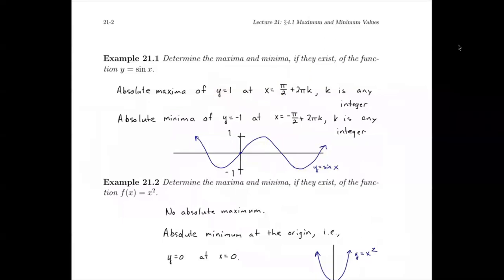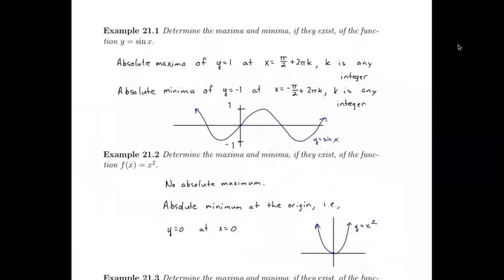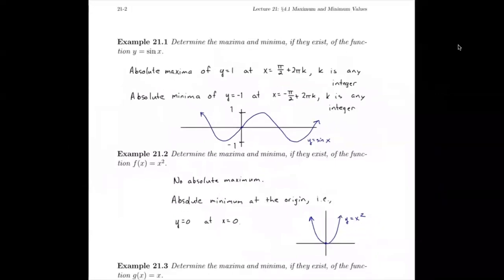For the absolute minimum, we realize that it has absolute minima, infinitely many of those, and that's when y is equal to -1. That's the smallest value y equals sine of x ever attains. We set sine of x equal to -1, and we realize its absolute minima are values of y equals -1, and they occur at these values once we solve for sine x equals -1. K is any integer, of course. So there's our y equals sine x maxima and minima.